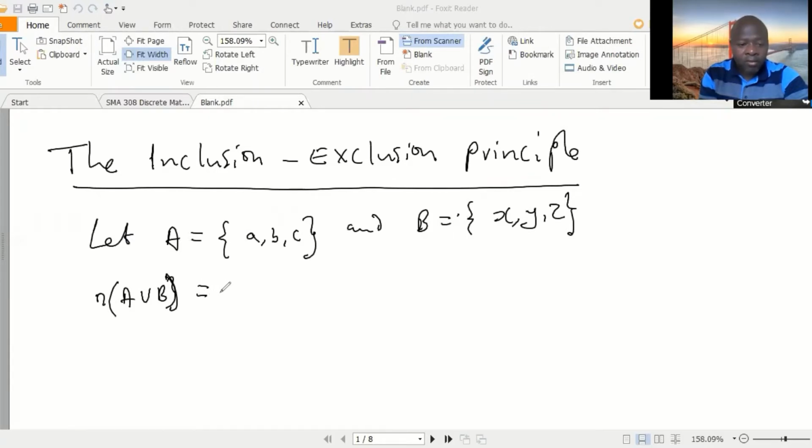Now, what is the union of A and B? You know how to get the union. The union of A and B is all the elements in A or all the elements in B. So how many elements are these? 1, 2, 3, 4, 5, 6. These are 6 elements.